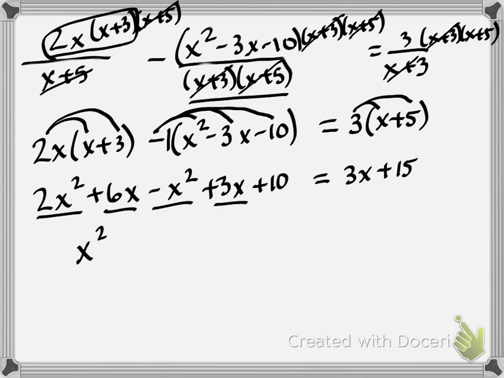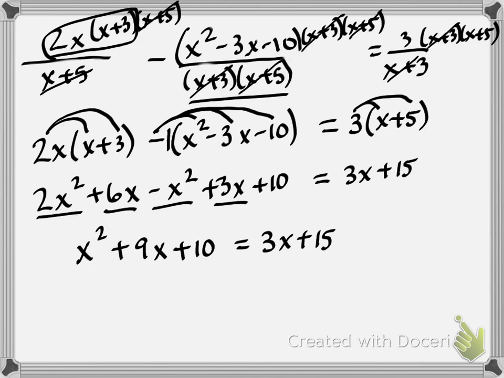Then 6x and 3x, that's 9x, and then plus 10 equals 3x plus 15. Now, one thing we need to keep in mind is that I do have an x squared in my final answer. That's not going to change in any way. So what I'm thinking in my head is I think I'm going to have to factor this at some point because of that squared right there.